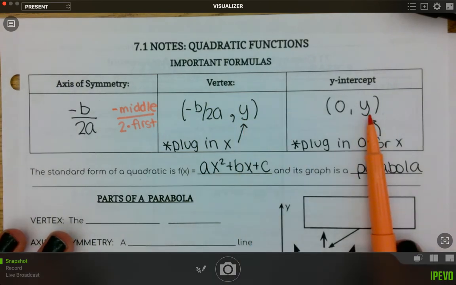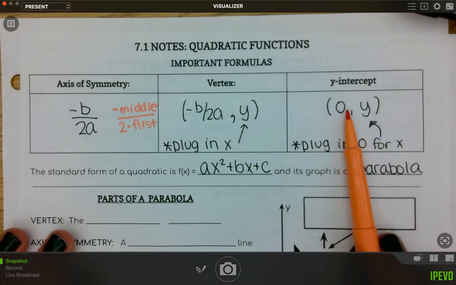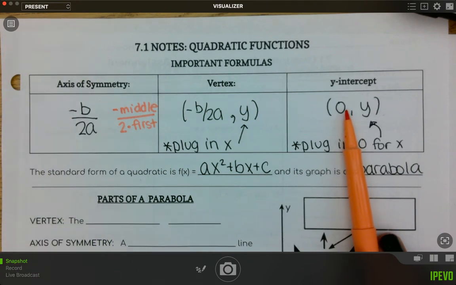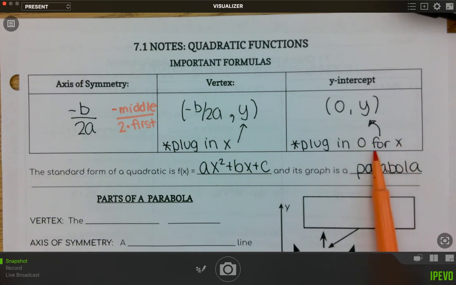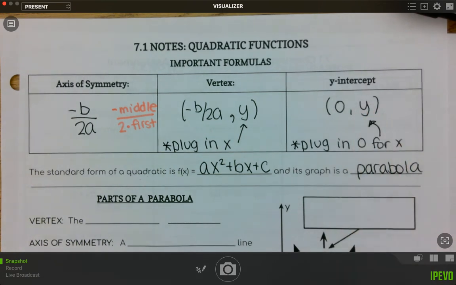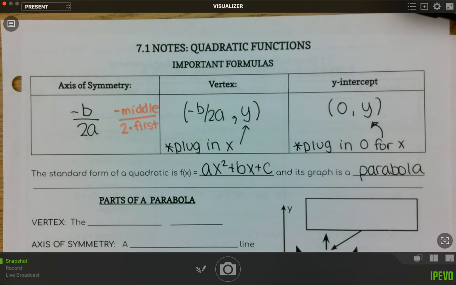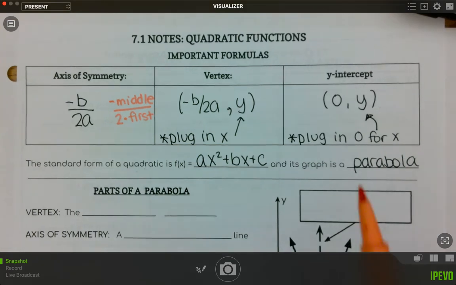And over here, the y-intercept always has x equals 0 because it's on the y-axis. So all you have to do is plug in 0 for x to find any y-intercept, whether that's a quadratic or a line, anything. You always plug in 0 for x to find the y-intercept.